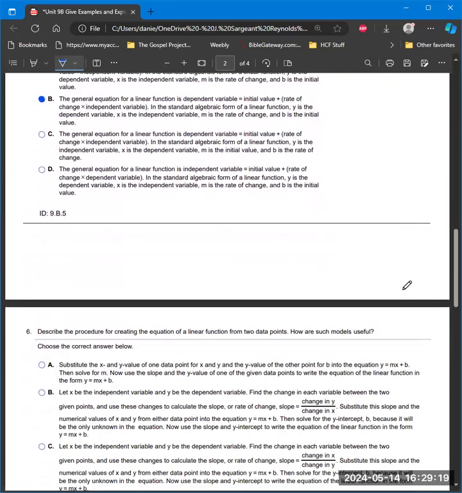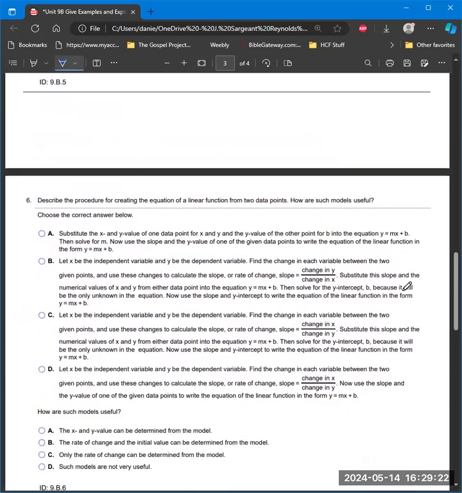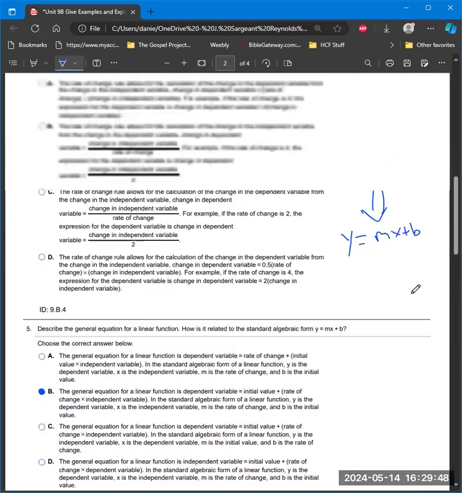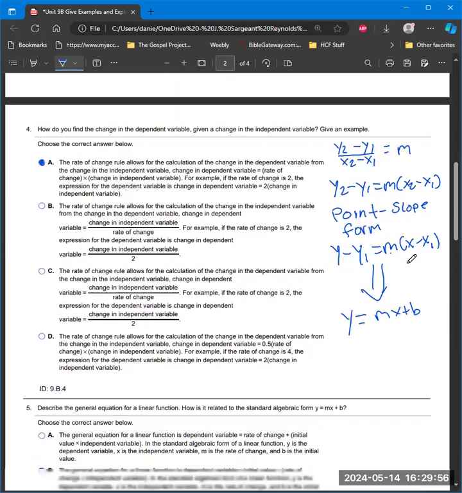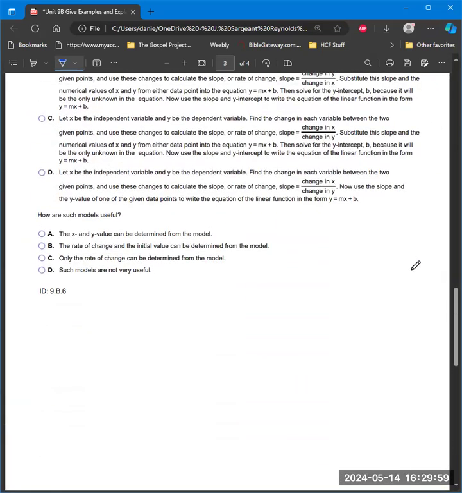If you plug x and y into y equals mx plus b, then you can solve for the y-intercept b, because it will be the only unknown in the equation. And now use the slope and the y-intercept to write the equation of the linear function in the form y equals mx plus b. That's how they want to tell you to do it here. But I've shown you another way using the point slope form of the line. And if you set it up there and use your algebra techniques to solve for y, you'll also get the equation of the line.